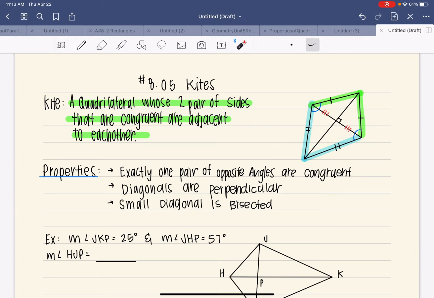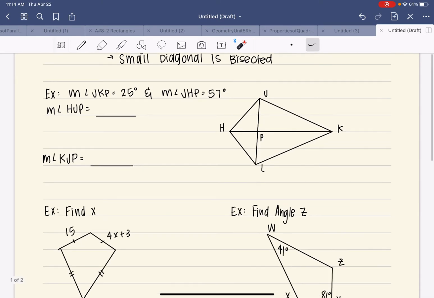All right. Diagonals are perpendicular. So when we create our diagonals and they intersect, it creates a 90-degree angle. It creates 4 90-degree angles. And right there is important information because we then have 4 right triangles. Okay. And then the small diagonal is bisected, meaning it creates 2 congruent spots on the kite. So the longer diagonal is not going to be cut in half, but the smaller diagonal will. All right, so let's get into our examples.